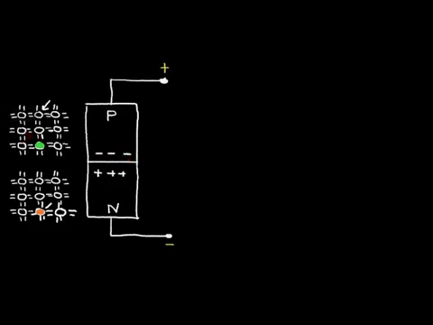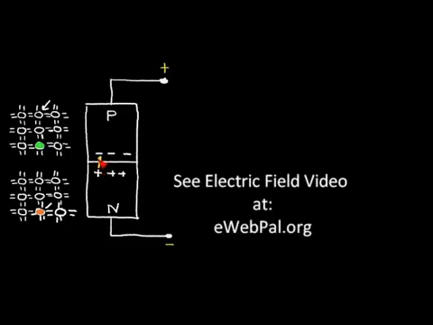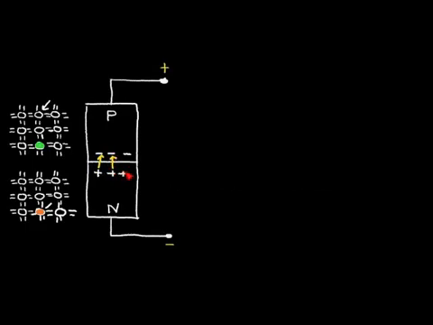Now, the interesting thing that happens is that this charge imbalance produces an electric field that points from the positive to the negative. So here we have an electric field in this region between the P material and the N material. And this region is the key to understanding the operation of the solar cell.